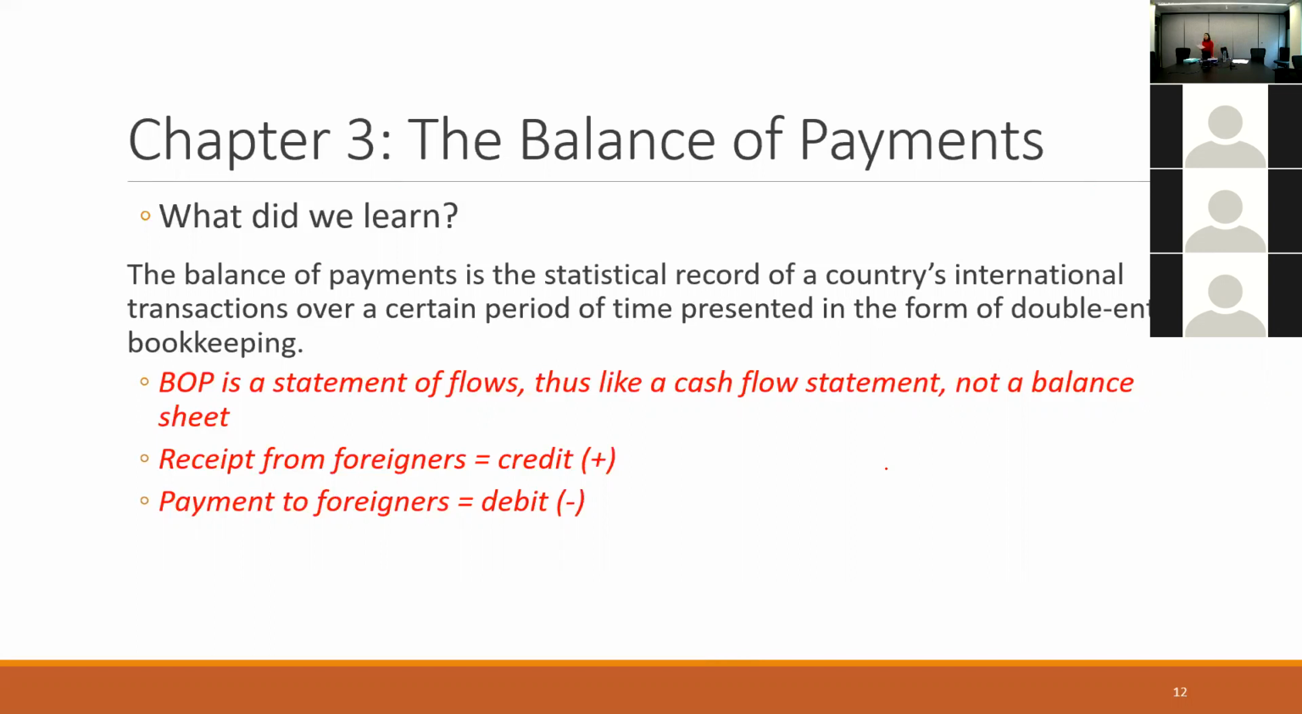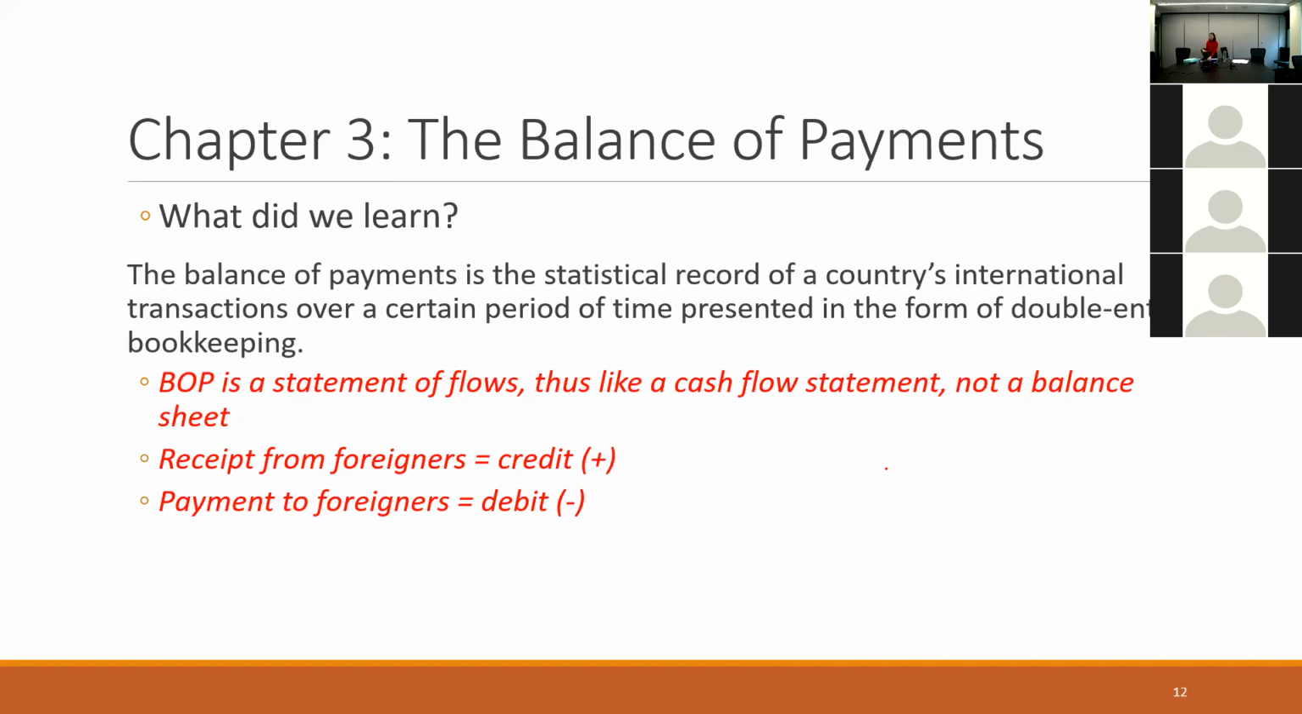So this is double entry bookkeeping. That means every time you record a transaction, it will be recorded into 2 different entries, one for credit and one for debit, yeah? So the general rule is that anytime you have a receipt from foreigners, whenever they pay us, whenever they give us money, it will be recorded as a credit. So cash inflow is a credit. In contrast, whenever we pay foreigners, whenever we have a cash outflow, it's recorded as a debit, right?